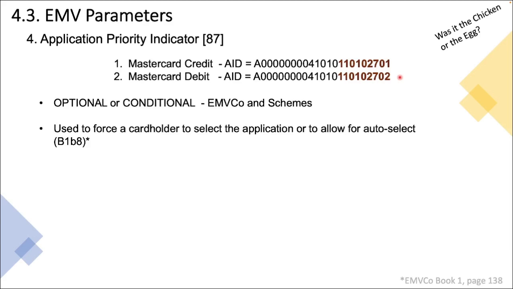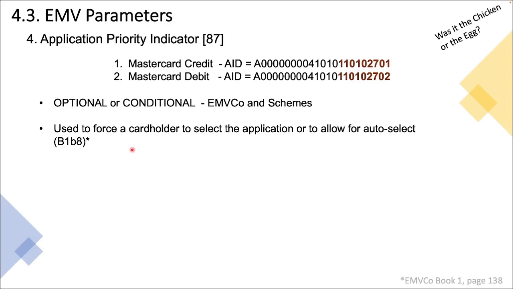So it's got two parts in it. The way we construct the application priority indicator, as part of the construction of it, there's a value in hex. If you translate it to binary, what you'll find is that one of the bit sets also acts as an indicator to the terminal.